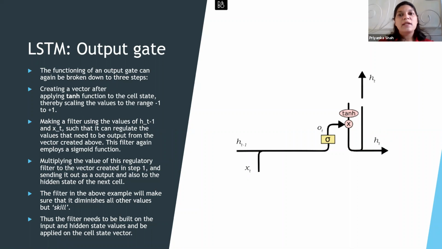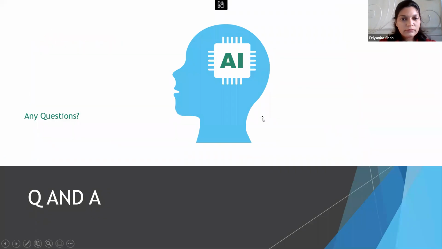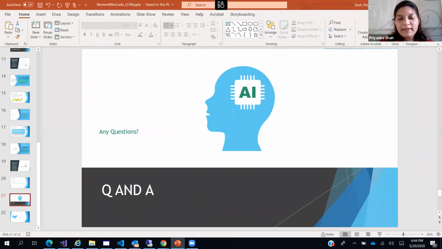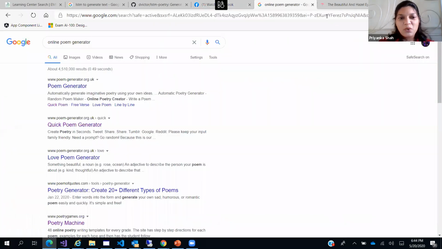Okay, so these are the three gates: forget gate, input gate, and output gate, on which our long short-term memory works. All right. Now, before we move on to the actual coding demo, I want you to have a look at one of the auto poem generators, for example. So okay, let us go back here.